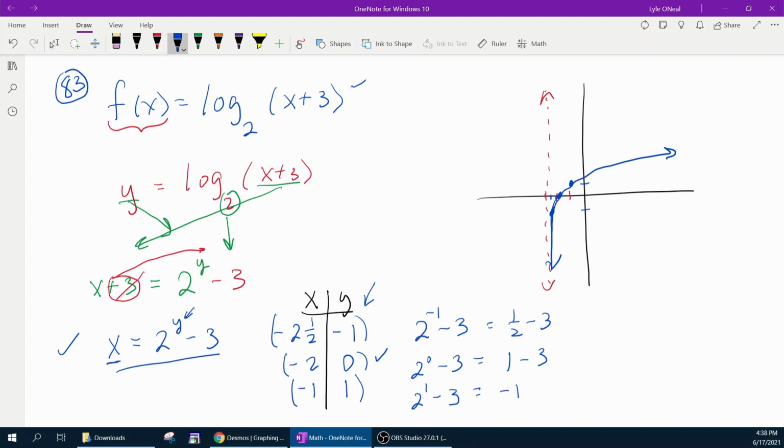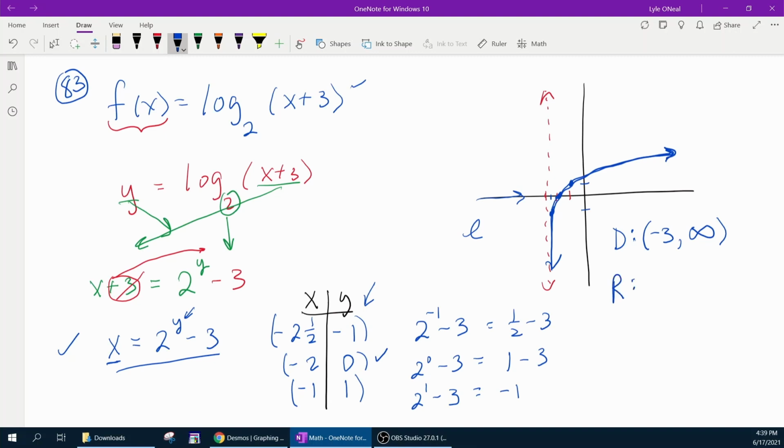Now let's talk about domain and range. The domain for a log function will be restricted. Notice the domain goes from left to right, and as I scan from left to right, I see that the graph starts at negative 3, but since there's an asymptote, it cannot include negative 3. So that means we're going to have to use a parenthesis, and this graph will go forever to the right. So the domain is going to be from negative 3 to infinity.